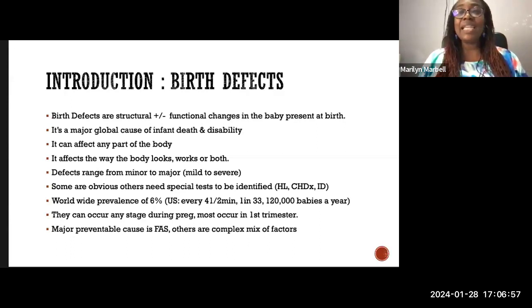And it can affect any part of the body. The examples I gave will be few parts, but it can affect literally any part of the body. And what happens is that once there's a change in either the structure, the function, or both, it affects the way the body works or the way the body looks, or both. And the defects or the changes or the differences range from just very minor changes that sometimes cannot be seen.